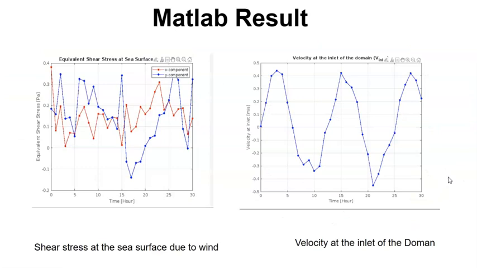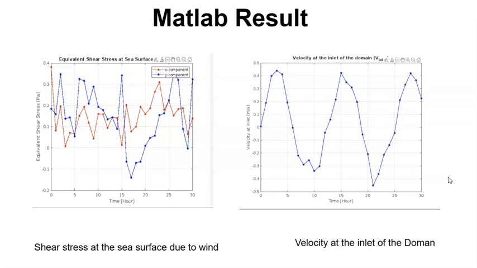Thank you, Sandra and Nathan, for taking us through the ANSYS discussion. Coming to the MATLAB, here are the results about the shear stress at the sea surface due to the wind on the left and the velocity at the inlet of the domain on the right hand side. The first graph indicates the variability in the x and y components of shear stress, which would be due to the change in wind speed and direction.